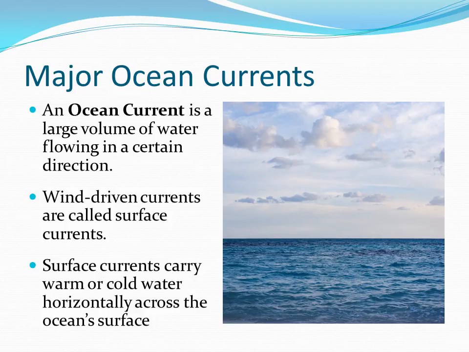Those at the surface are called surface currents. Those are easy names, but it's important to know that they are driven primarily by the wind. Surface currents carry warm or cold water horizontally across the ocean's surface. They usually tend to be warmer than those beneath them, and as we've talked about properties of water before, warmer water tends to be less dense, therefore it will be at the surface as opposed to colder water deeper in the ocean.